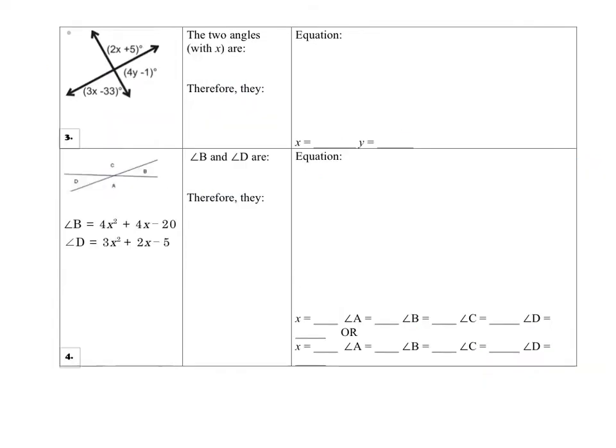Okay, for number 3, let's pay attention to the two angles that have an x in them. So we're looking at this one and this one. Those two angles are vertical angles. And we know that each pair of vertical angles are congruent. So when we write our equation, we can set this expression of 2x plus 5 equal to this expression of 3x minus 33. So there we go.